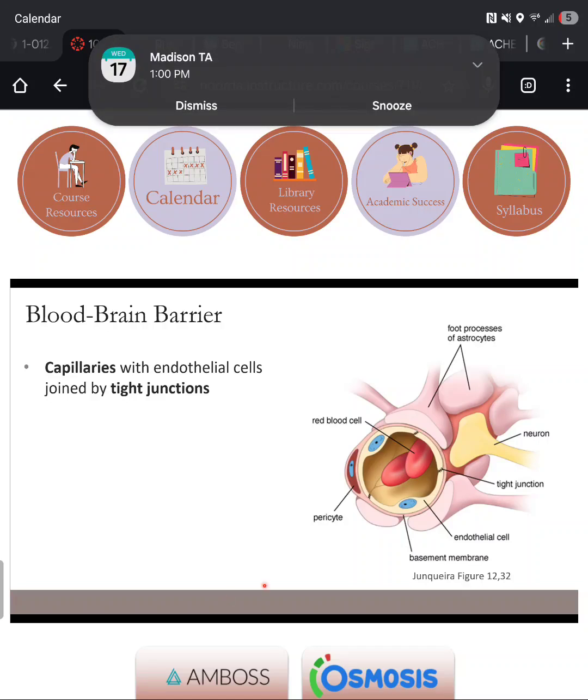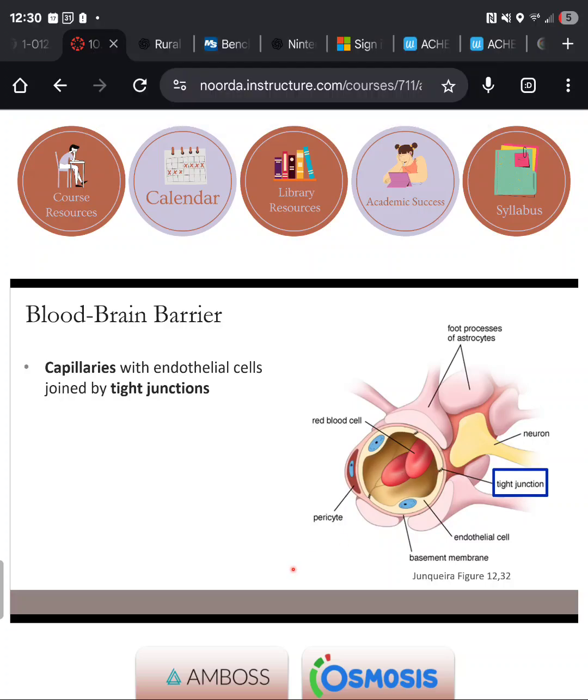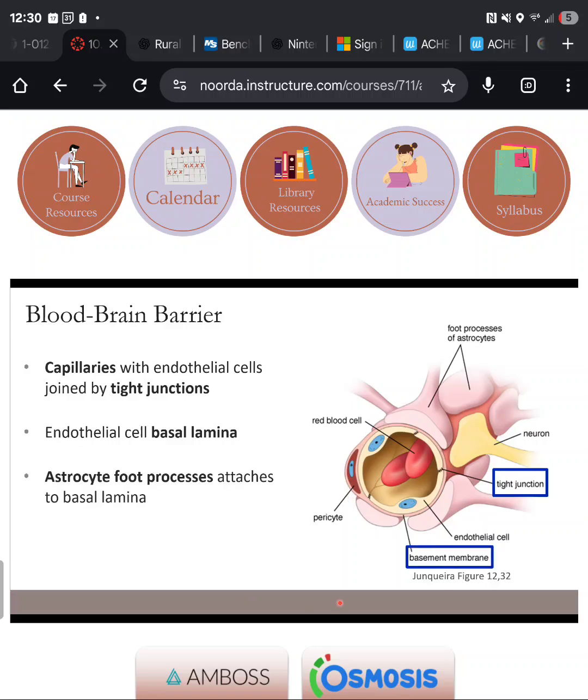For those of you who need the visual, here we have our capillaries bound to each other via tight junctions right here. Then you have your endothelial cell basal lamina, which is this pink membrane right here. Occasionally around capillaries, you will also see pericytes. The key feature here is also the astrocyte processes, which are attached to the basal lamina, aka basement membrane.